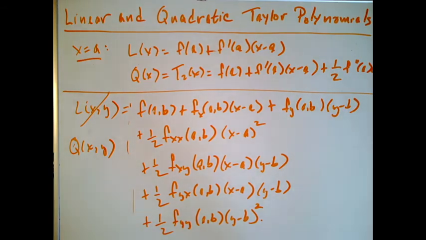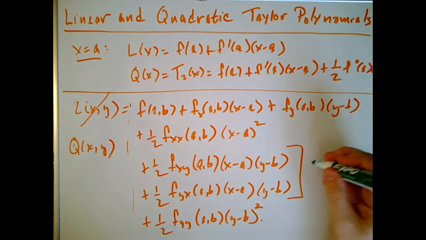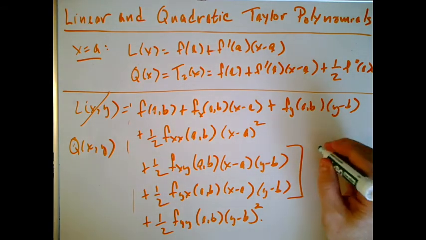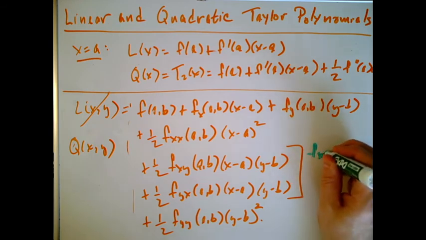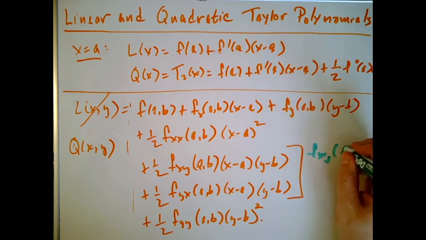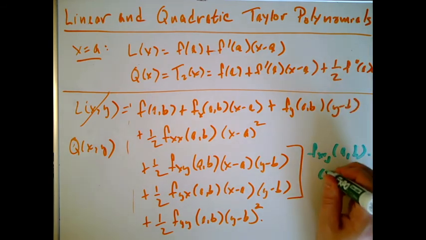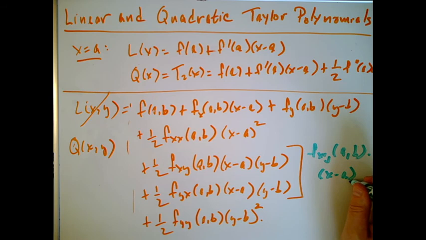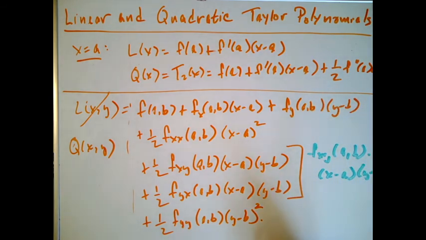Now, one thing our book does is they say, look, these are usually equal, right? So don't write everything out like that. If they're usually equal anyways, just combine them, right? So what our book will do is just combine them, and if they're equal, you'll just get fxy at a, b times x minus a times y minus b. And it wouldn't matter if it's fxy or fyx.